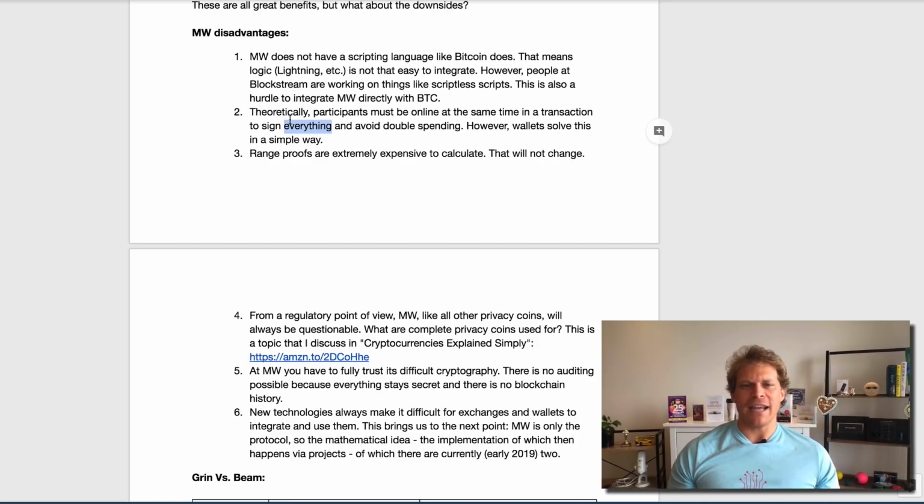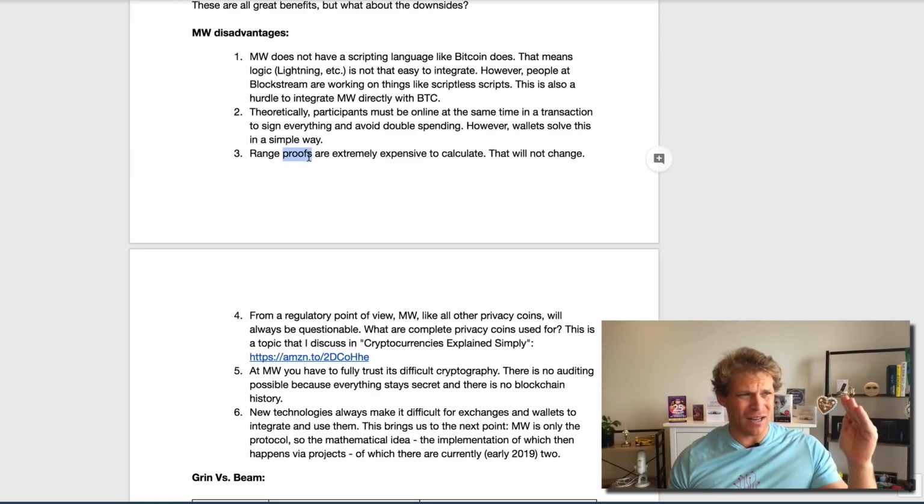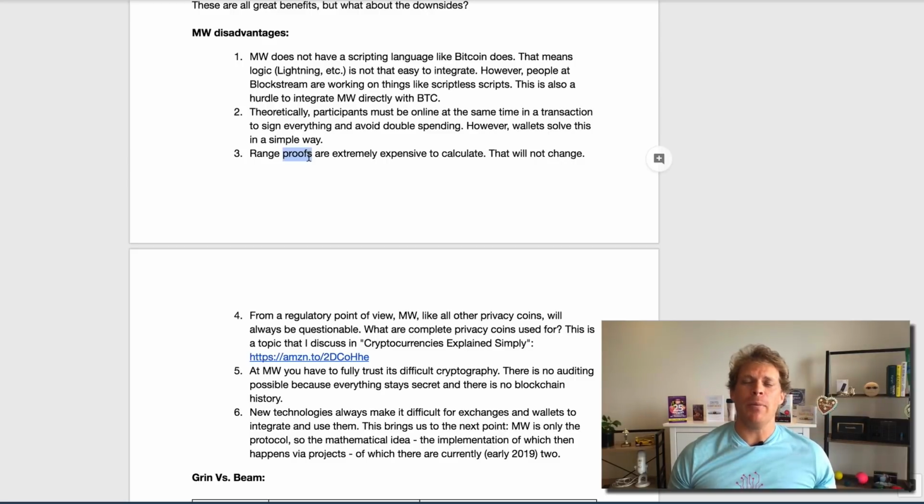Wallets kind of take care of this. We have these range proofs. They are extremely expensive to calculate, but they're not going to go away. Without these range proofs, the entire chain would fall apart, because if someone in the past didn't provide a proper range proof, this could mean this person generated 1 billion coins and no one would ever find out, right?